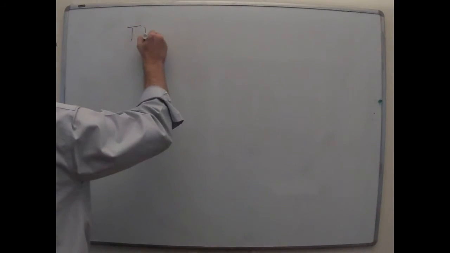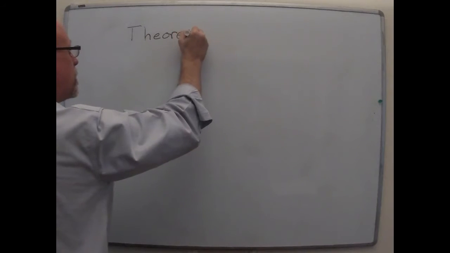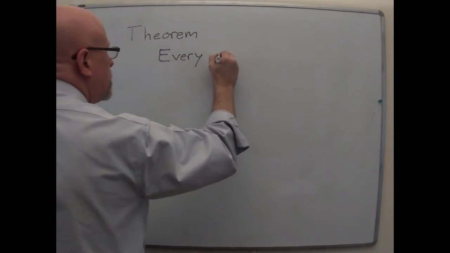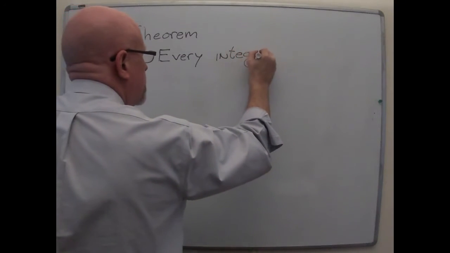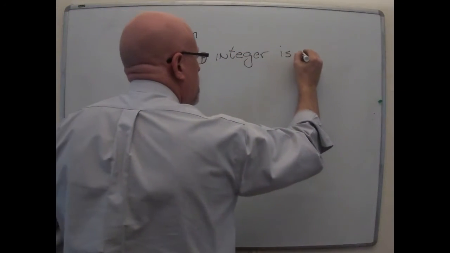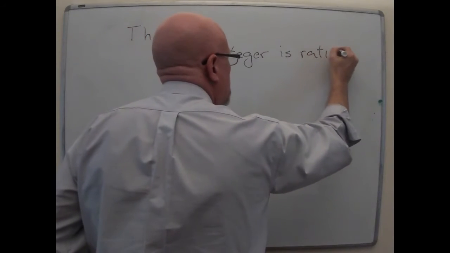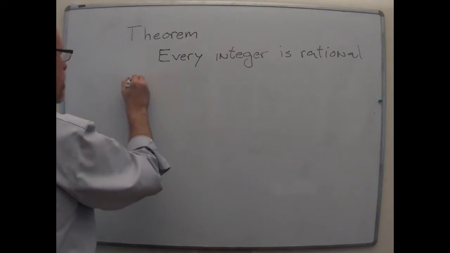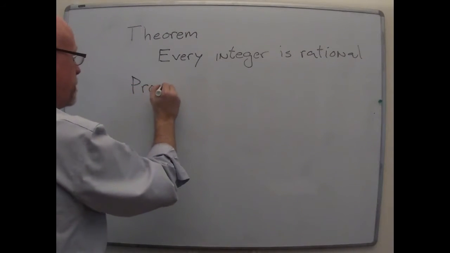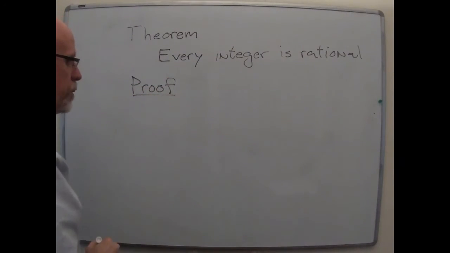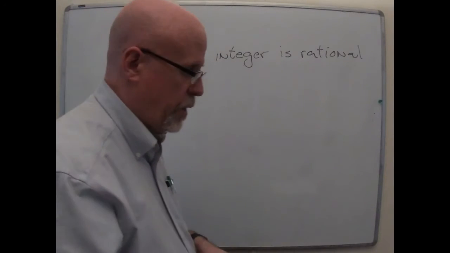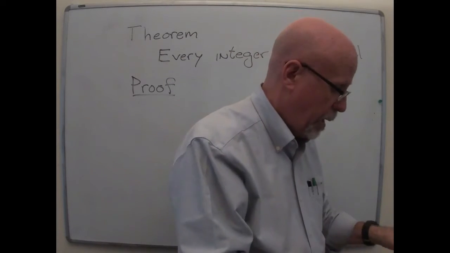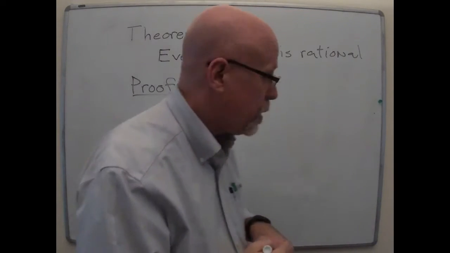First statement we're going to prove is that every integer is rational. This is almost too easy because it just kind of falls out. What do you do to prove that an integer is rational? Well, like before, you're going to start by saying, suppose I have a particular but arbitrarily chosen integer.